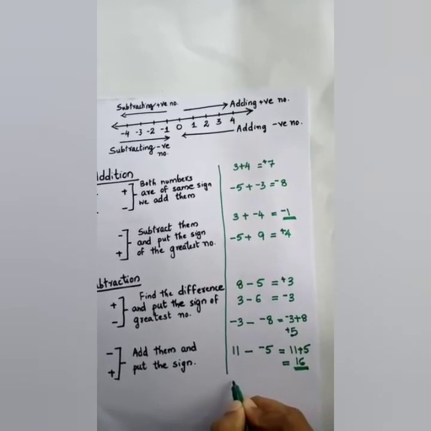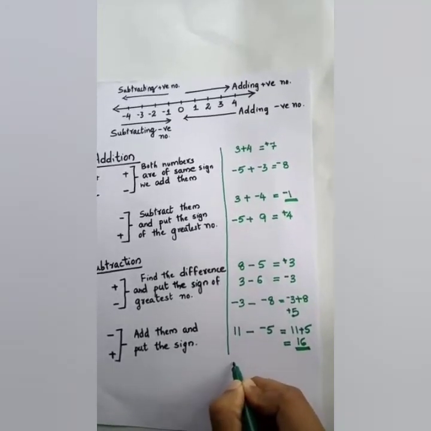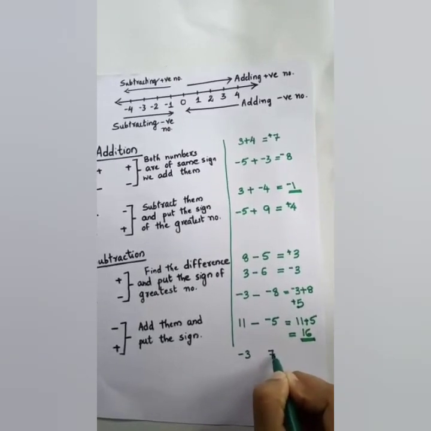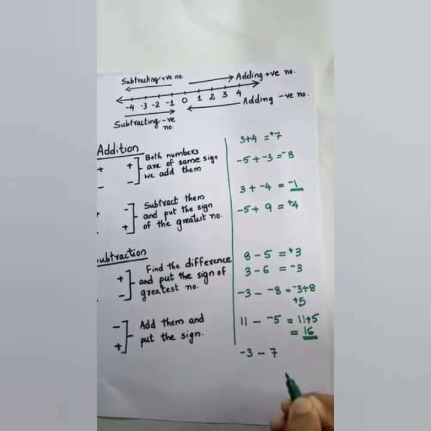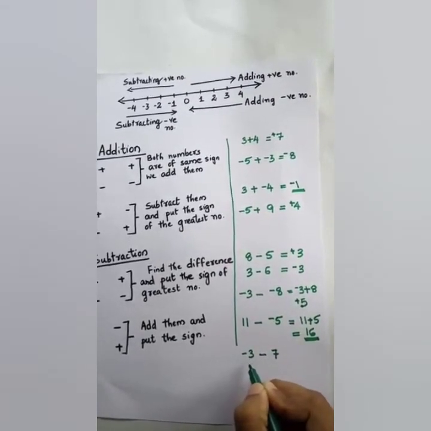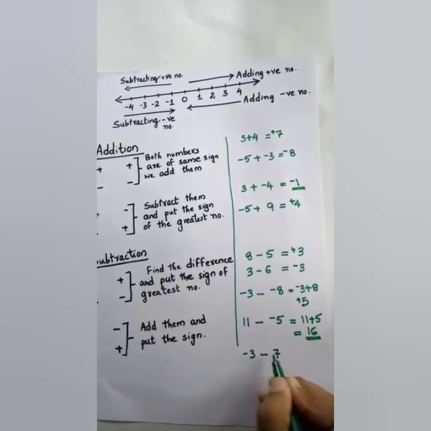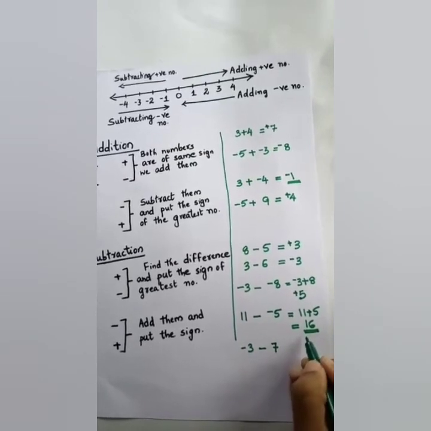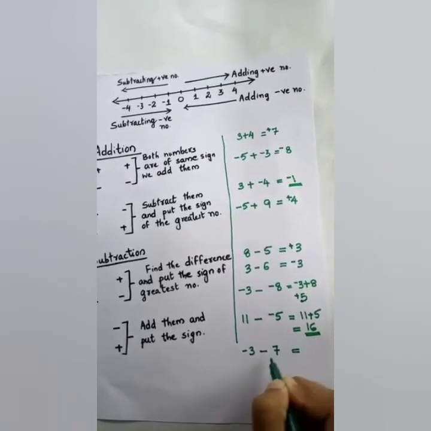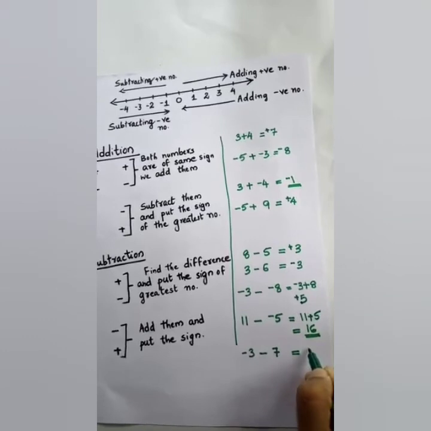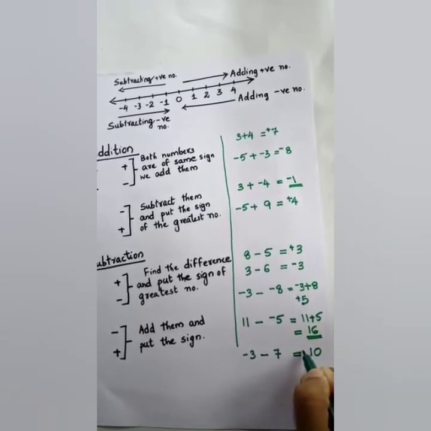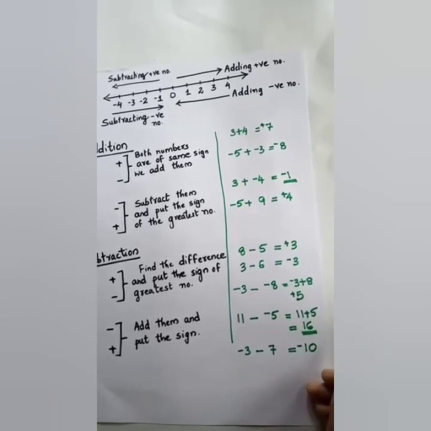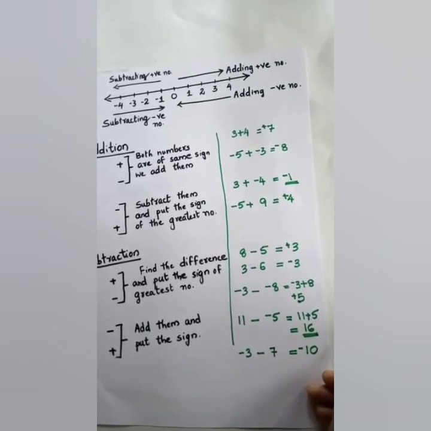Now, we can do another one. Minus 3 and 7. We will have to do the subtraction. So, if we are subtracting two numbers with different signs, we have to add them and put the sign. If we add these two numbers, we will get 10 and we have to put the negative sign. Hope you all have understood this. This will be for today's section. Thank you.